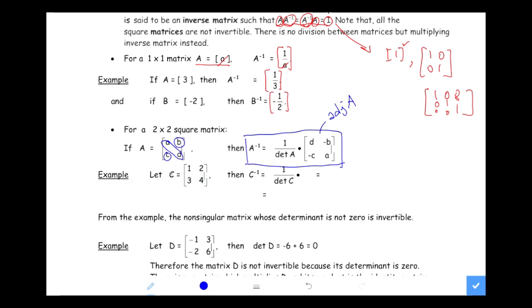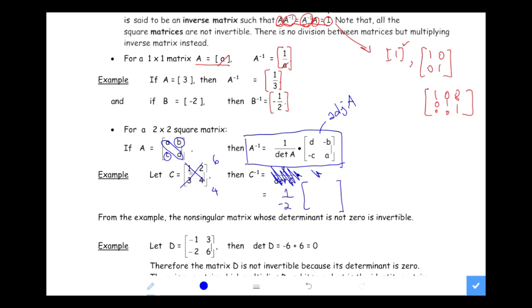This example, where I made a mistake, let's swap it. I want to get C inverse, then I have to find 1 over det C. Det C is 1 cross down is 4, cross up is 6. So det C is 4 minus 6. That's negative 2.